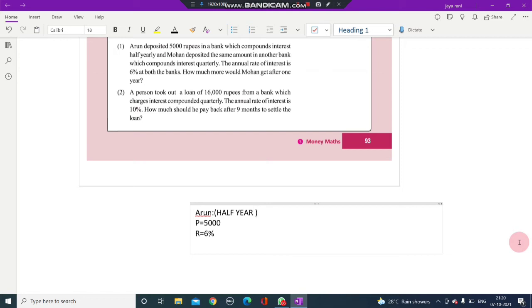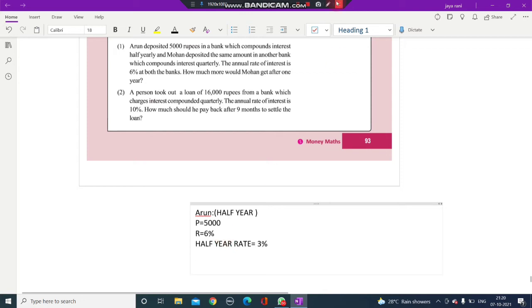So what about the half year rate? If the yearly rate is 6%, what is the half year rate? The half year rate is half of the 6. That is equal to 3%. The half year rate is 3%.